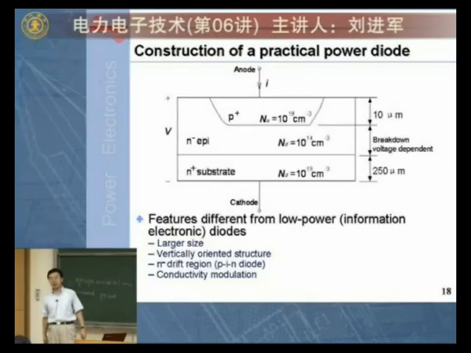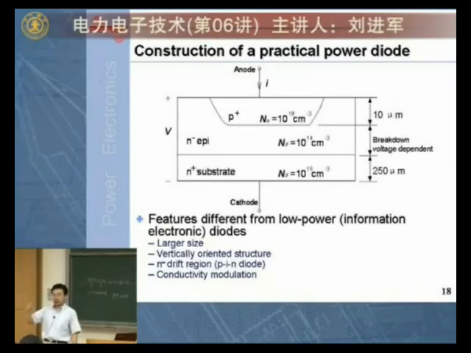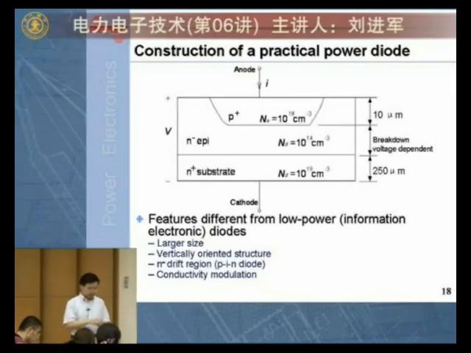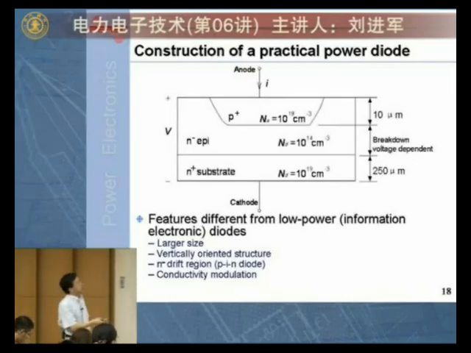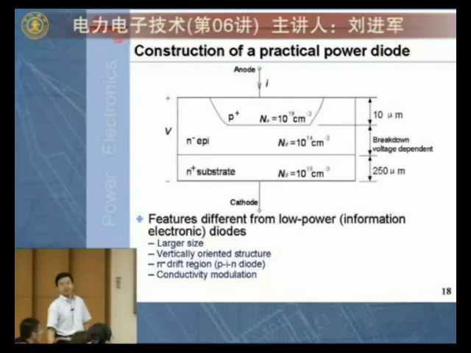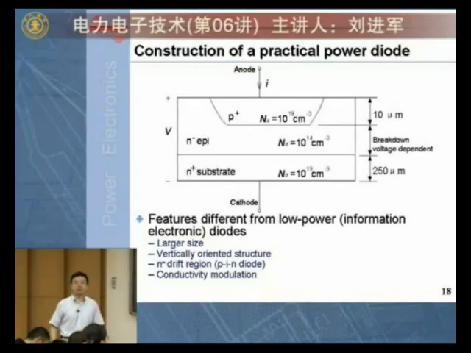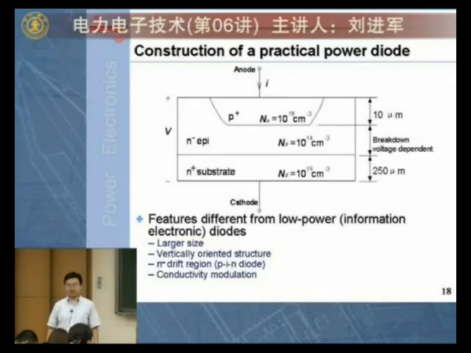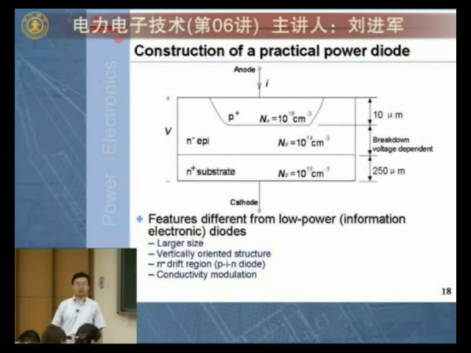And we can imagine if you want to deal with even higher reverse voltage, what you need to do is just to increase the thickness. Increase the thickness of this N minus region, N minus layer. And that way you can increase your ability to deal with higher voltage.